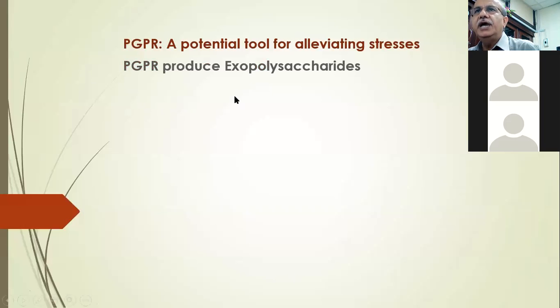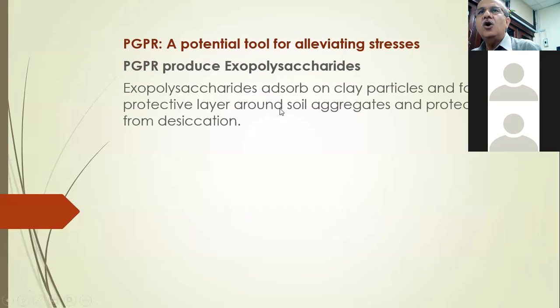So how do they do that? PGPR produce exopolysaccharides. And how are these exopolysaccharides helpful? These exopolysaccharides adsorb on clay particles and form a protective layer around soil aggregates and protect the plant from desiccation.